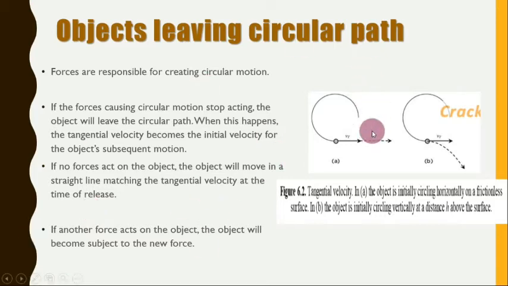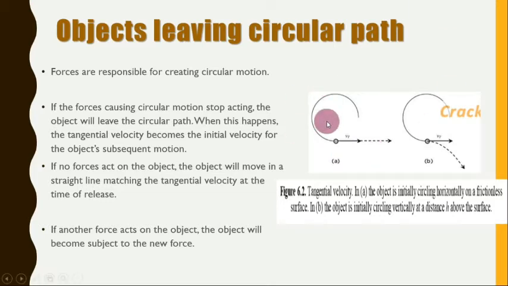Look here to understand. Here I have an object moving in a circular motion. At any moment, the force that provides this circular motion, the centripetal force, stops. So what happens to the object? Let's say the object is here, at this moment, and the force disappears. What will happen to the object? The object will move with the same direction of tangential velocity at this point.